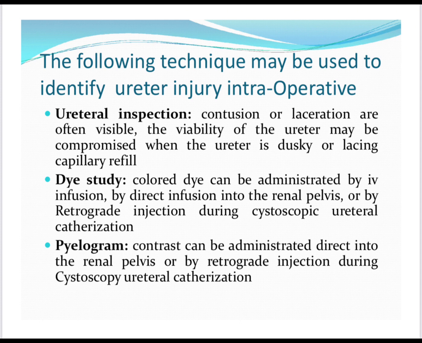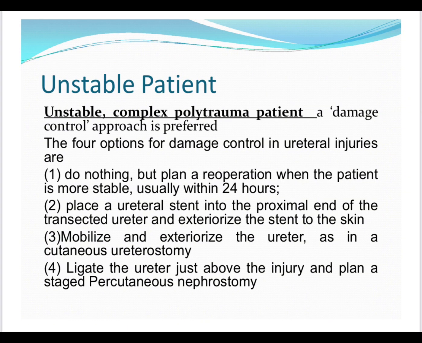If you are unable to identify it, you can give the patient Lasix 40 milligram, and that can reach the system and can give you a gush of fluid from that area in about 5 minutes. You can also give IV dye that can identify the injured area, and you can also perform a pyelogram by injecting contrast directly into the renal pelvis or by retrograde injection during cystoscopy with the help of ureteral catheterization. So these can help to identify the intraoperative ureteric injury.